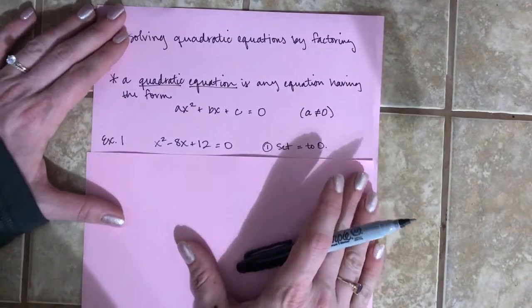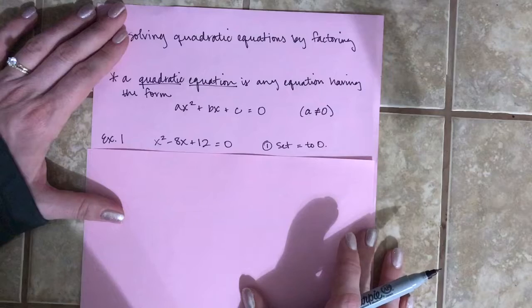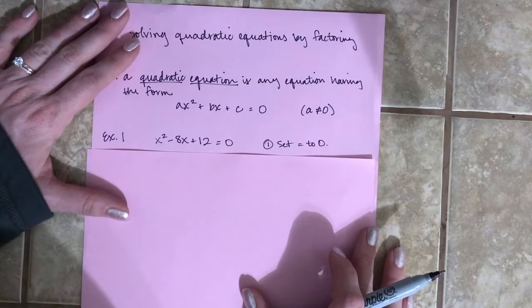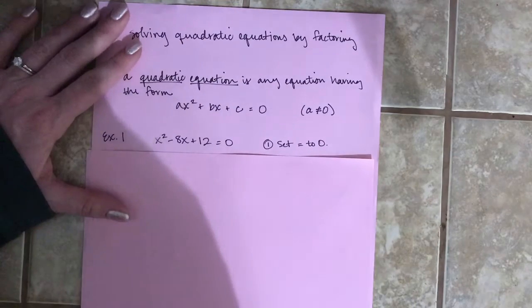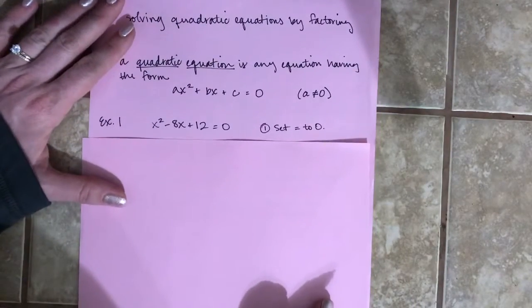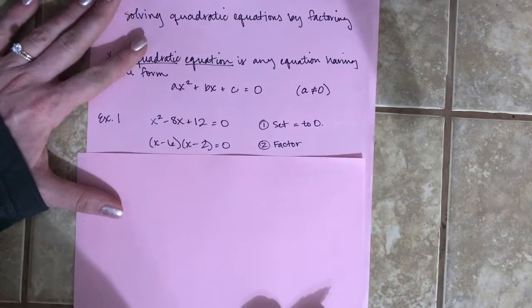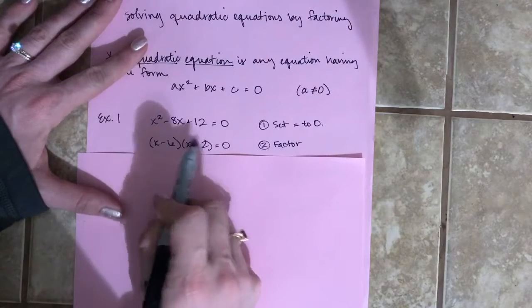Example 1. x squared minus 8x plus 12 equals 0. Your first step is to set the quadratic expression equal to 0 if it is not already, and that is done here. Your second step is to factor. In this case, we are factoring a trinomial.